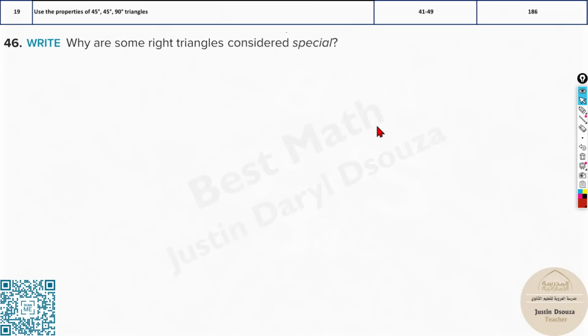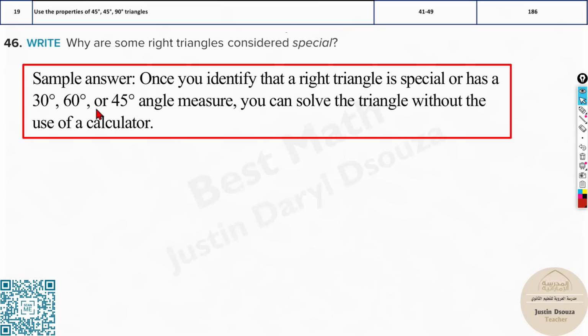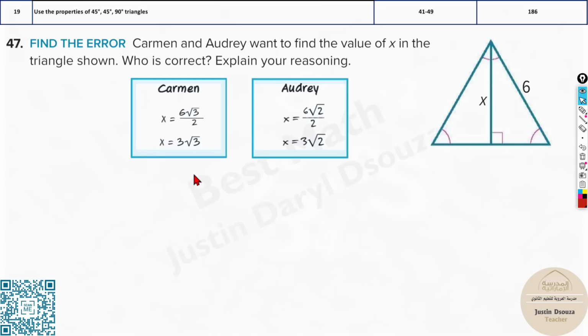Now, why are some right triangles considered special? Because you can easily find the sides without complex calculation. Let's just check the answer over here. Once you identify the right triangle is special, either it's 30, 60 or 45 degrees, you can solve them without using a calculator. See, if you want the exact value, you need a calculator, but still you can write it as root 3 times 5 or something like that, right?